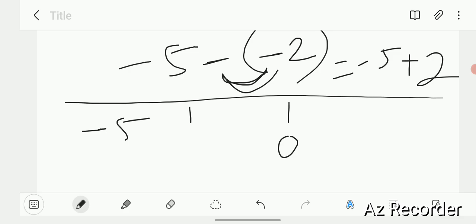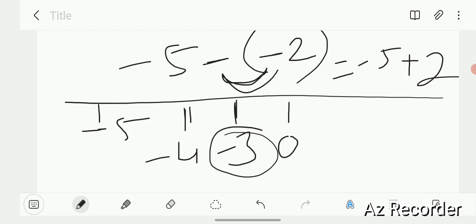Okay, 2 steps. Plus means towards the right. How many steps? 2 steps. You are at minus 5. First step, you will be standing at minus 4. Next step, you will be standing at minus 3. By both the methods, by the normal calculations and by the number line, you are getting the answer minus 3.